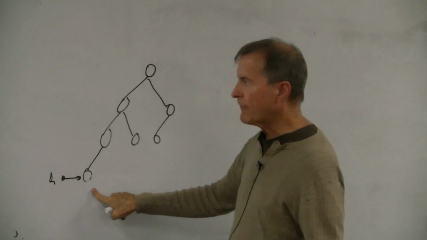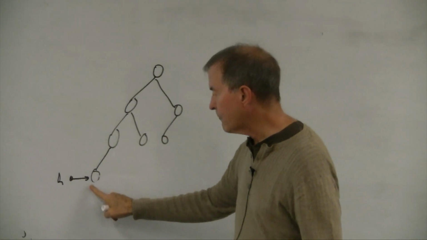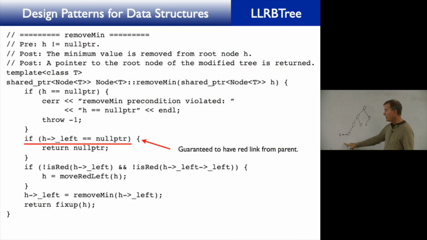Okay, and if H arrow left equals null, that means we finally got down to the minimum. Then at this point, because we've been pushing those reds down, we are guaranteed that if this was not originally red, it is red now because we pushed it down. So at this point, we are guaranteed to have a red link from the parent. Do you see what we're saying? And then what do we do? We delete H, and then we return null pointer. All right. So that gets returned, and then there's fix up on the way back.